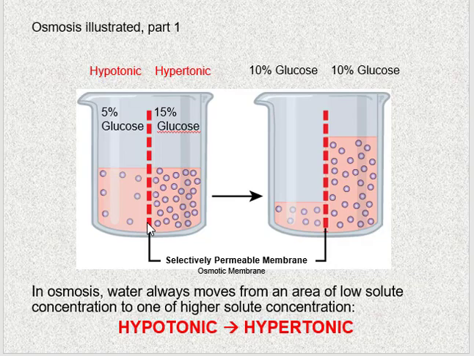So in this first example, we see that there's about the same amount of water on both sides of the membrane, but there's a different concentration of glucose, or the solute, on both sides of the membrane. On the left, we have a hypotonic solution at 5% glucose, and on the right, we have a hypertonic solution of 15% glucose. So the water will move to the area that has a higher concentration, and when it does so, even though it looks like there is more water on this right side than the left, the ratio of solvent to solute is the same.